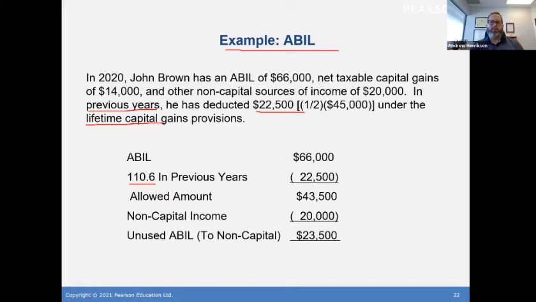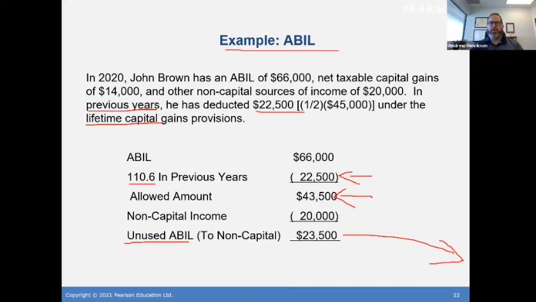So if we have an ABIL of 66,000, we have to reduce that ABIL before we make our claim. We have to reduce it by what we've done in the past for capital gains exemption. That's the 22.5, so the allowable amount is going to be 43.5. We have non-capital income. The good thing about ABILs is that we can apply them against any type of income. So we want to use them against this non-capital income of 20,000. But then we have an unused portion. So we're going to get rid of 20, but carry forward into the future 23.5.